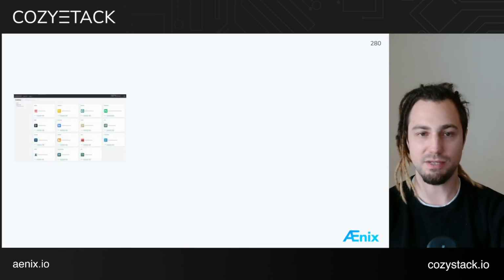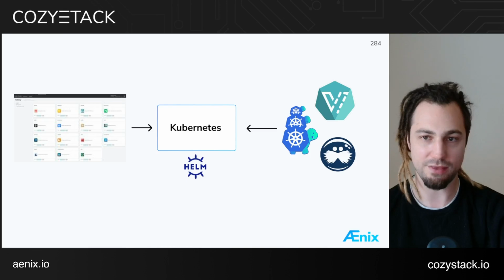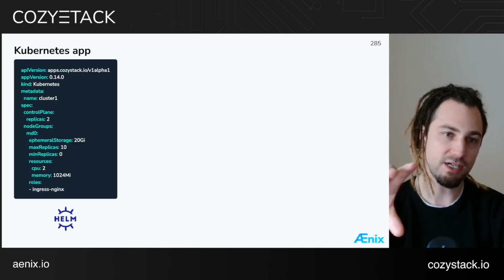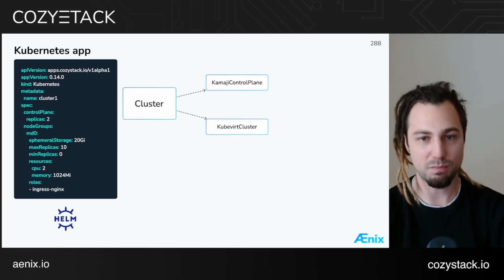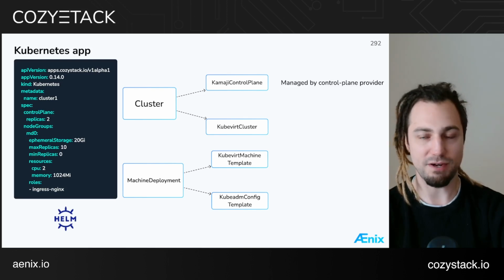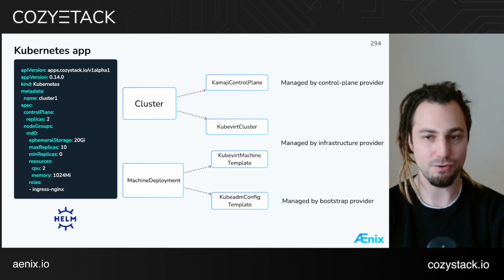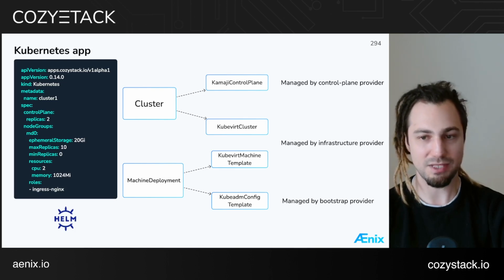The logic is the same. Kubernetes is the same Helm chart application, which creates a set of resources managed by other operators. For example, if you create such a resource like a Kubernetes application, it creates a cluster, Kamaji control plane, KubeVirt cluster, machine deployment, KubeVirt machine template, and KubeAdm config template. Those entities are managed by various providers in terms of cluster API. So Kamaji control plane is managed by the Kamaji control plane provider, the KubeVirt cluster and KubeVirt machine template are managed by the KubeVirt infrastructure provider, and KubeAdm config template is managed by the KubeAdm bootstrap provider.